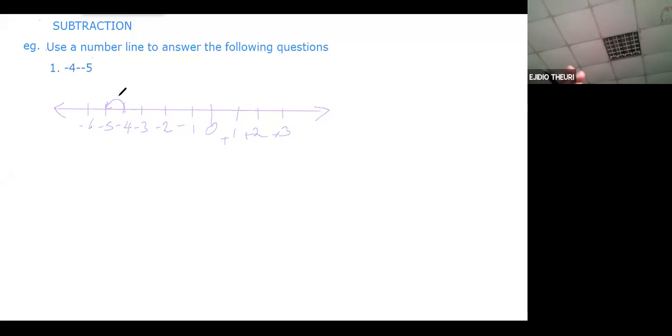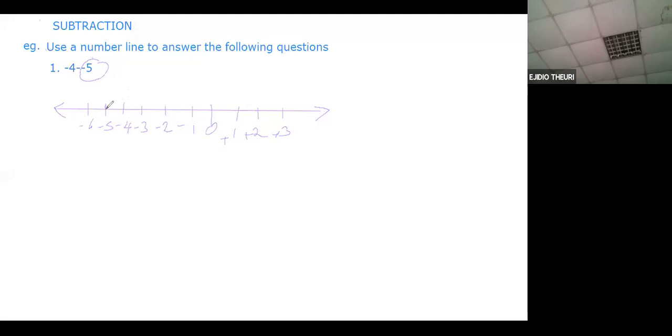Sorry. We start from the negative. We need to undo that. When you are subtracting, we always start from the second number. Always start from the second number. Our second number in this case is -5. So we go to where we have -5. Then we find our -4. Where is our -4?